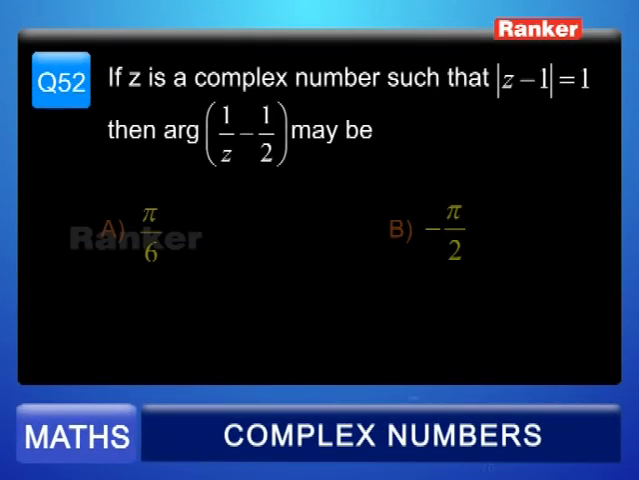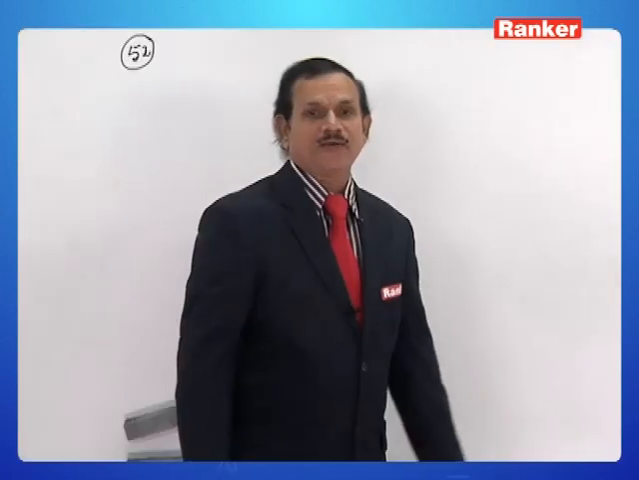If z is a complex number such that |z − 1| = 1, then the argument of 1/z − 1/2 may be: first option is π/6, second option is −π/2, third option is π/4, and the fourth option is −π/4. How can we estimate it?